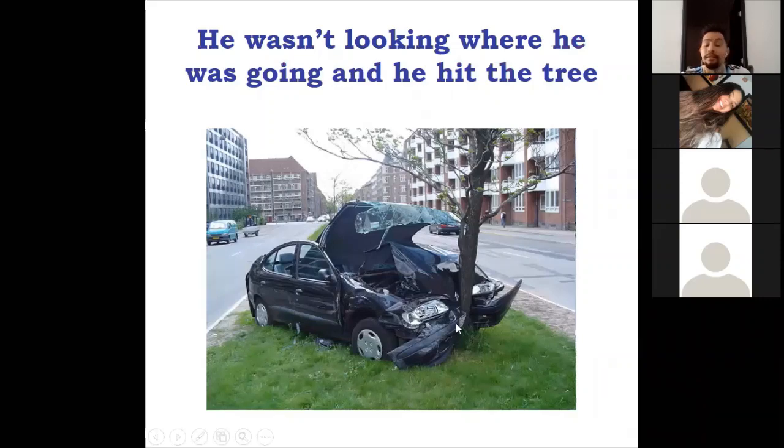Take a look at the car. Oh, a hard accident, right? So he wasn't looking where he was going and he hit the tree. How would it be? Type 3. Third conditional. If he had been looking where he was going, he wouldn't have hit the tree.